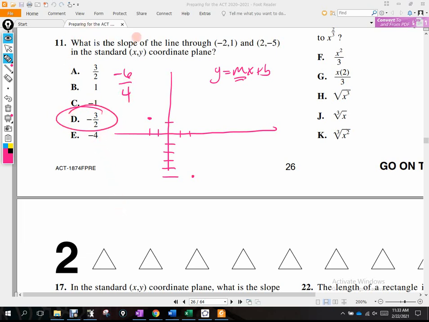Isn't it easier though to go y2 minus y1 over x2 minus x1? That gives you -6/4 that way. Let's just do one on the right here because that's what we've been working on recently.